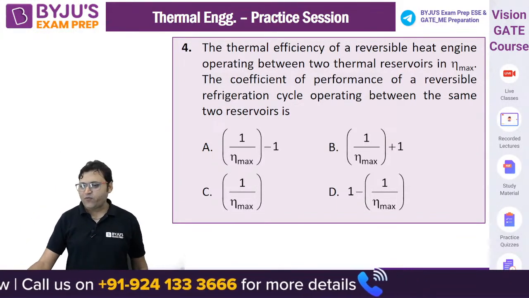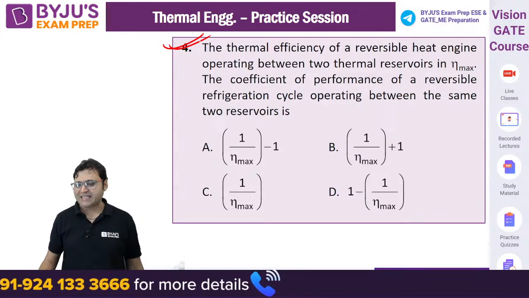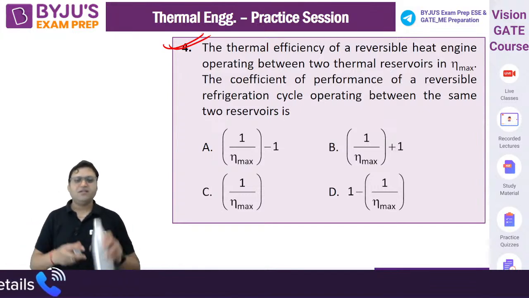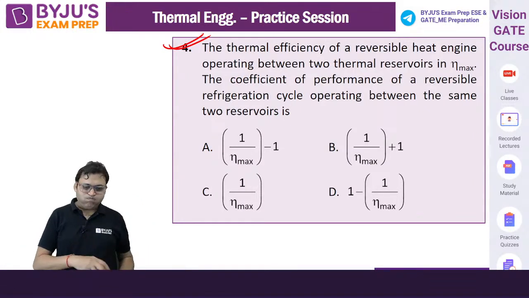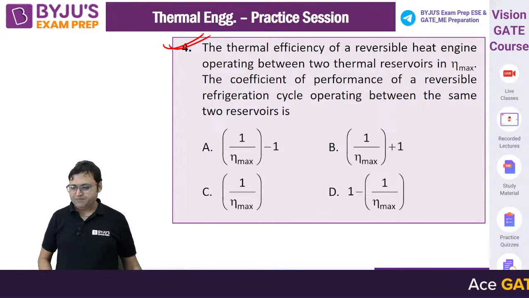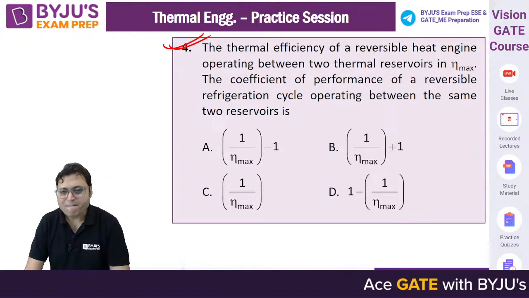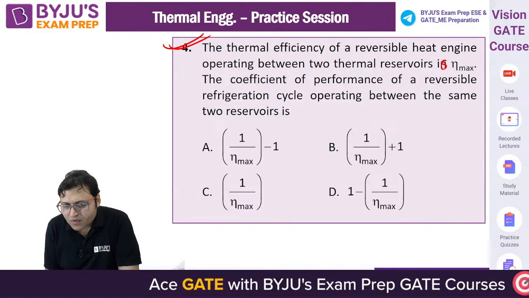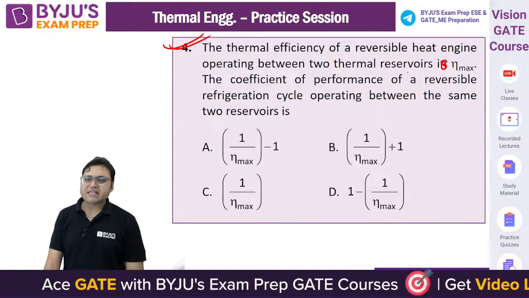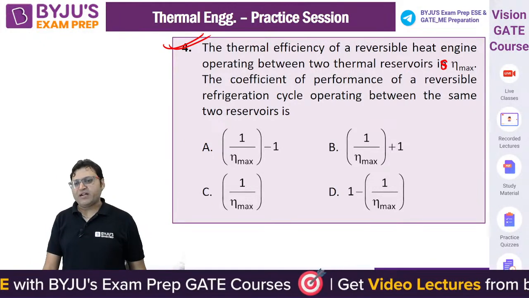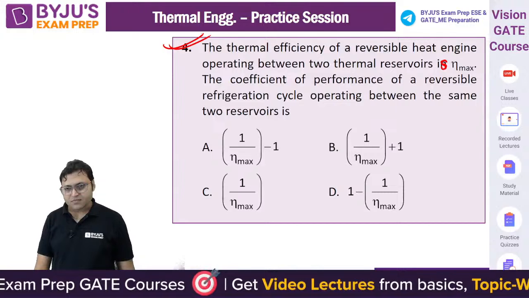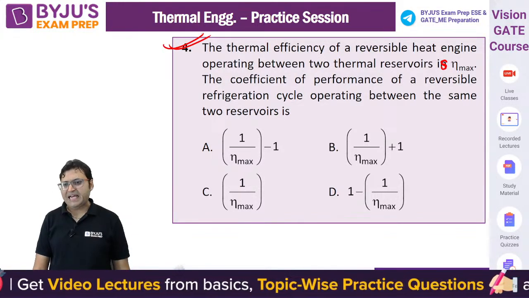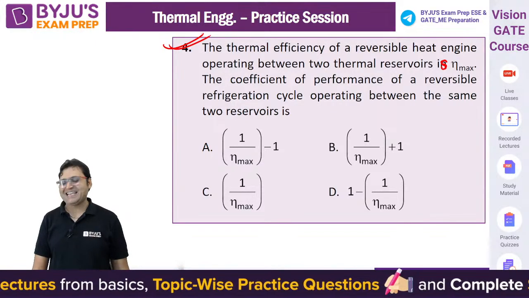What is the answer to question number 4? Question number 4 on your screen. Please do let me know the answer. It is a very simple question. The thermal efficiency of a reversible heat engine operating between two thermal reservoirs is eta max. Yes, TPM, well done.